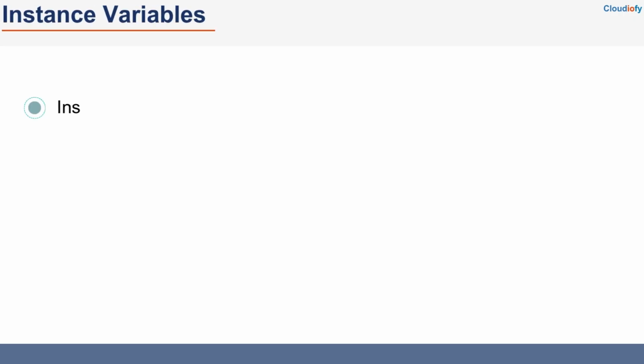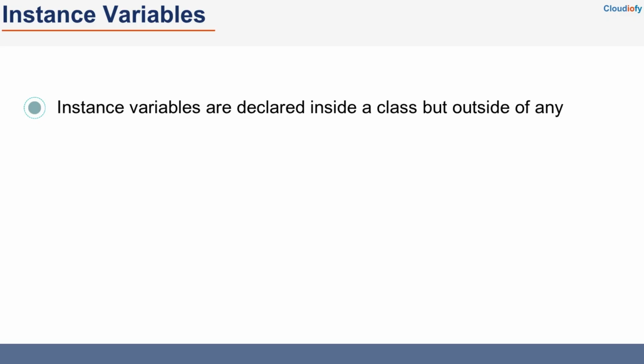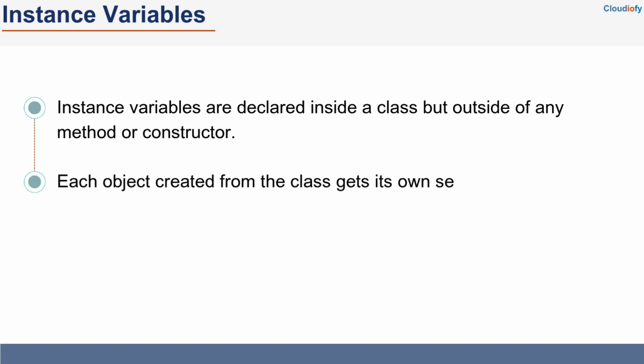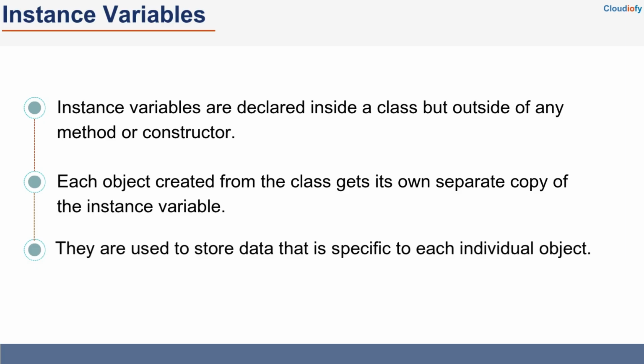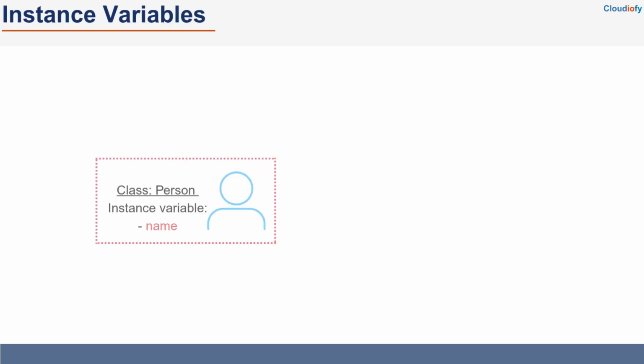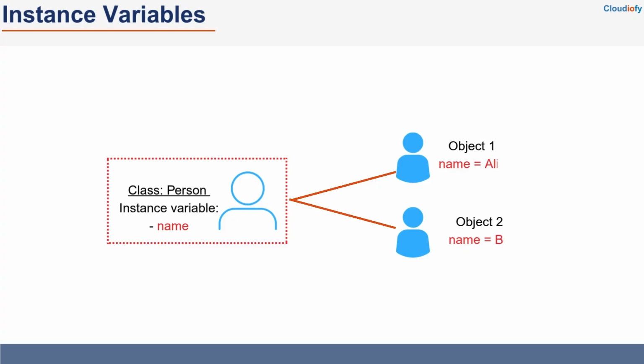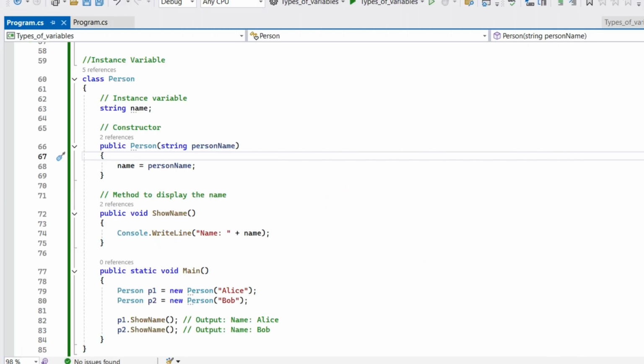Next is instance variable. Instance variables are declared inside a class, but outside any method or constructor. They are also known as non-static fields. Each object created from the class gets its own separate copy of the instance variable. They are used to store data that is specific to each individual object. For example, if you have a person class with a name variable, each person object can store a different name like Elise and Bob. Let's understand by example.